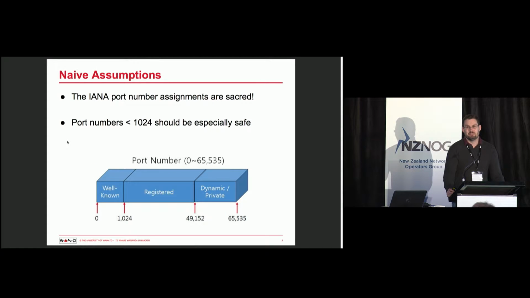And this is underpinned by a few rather naive assumptions, and that is that the IANA port number assignments are sacred and no one would dare borrow an already assigned port number. And in particular, those port numbers below 1024 should be especially safe because you have to have certain privileges to even be able to open a socket on them, right?